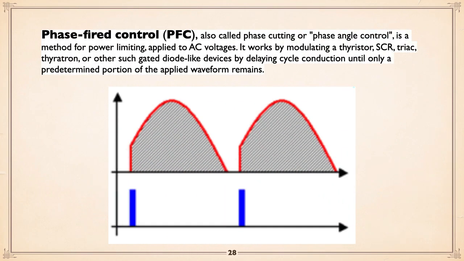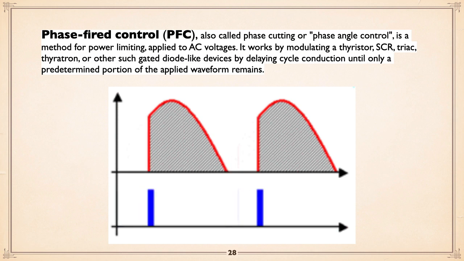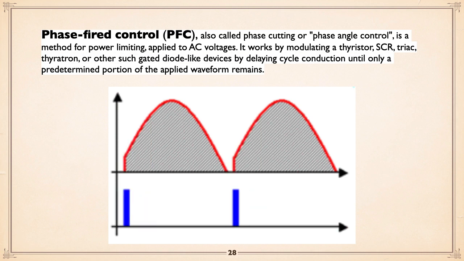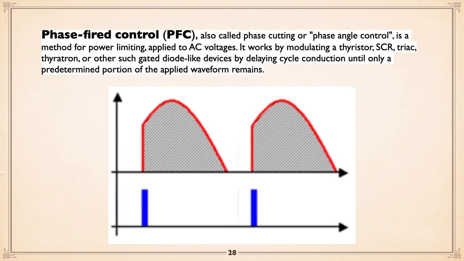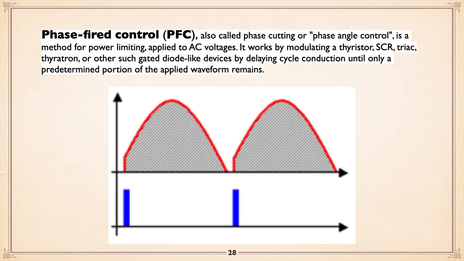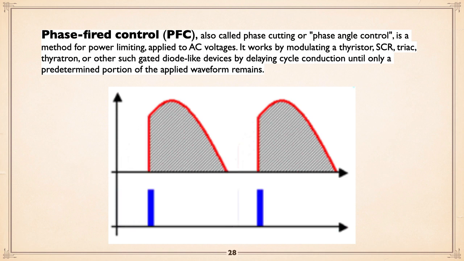Here's a neat little thing that shows what's actually happening. That's a fairly quick ramp up or ramp down, but you can see we start off with very little, and then it falls back to the point it allows more and more and more to go through. And this particular thing is called phase angle control. It works by modulating a triac or whatever, a device that you can control, send a signal to, and it'll control what gets through. Gate diode-like devices delay the cycle conduction only until a predetermined portion of the wave remains. So you can control how much of that wave comes through.